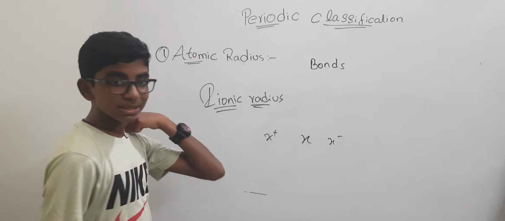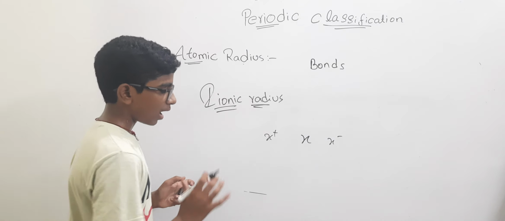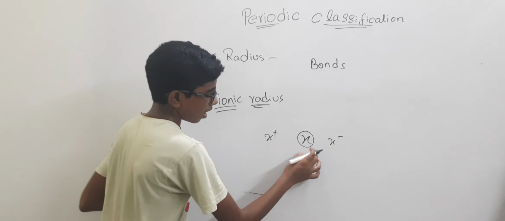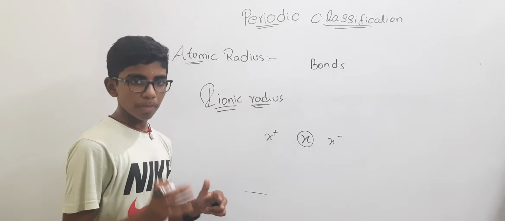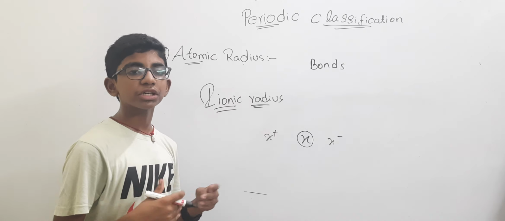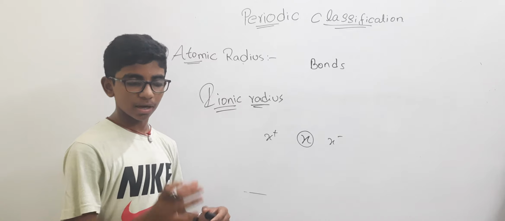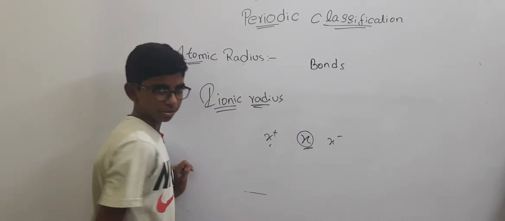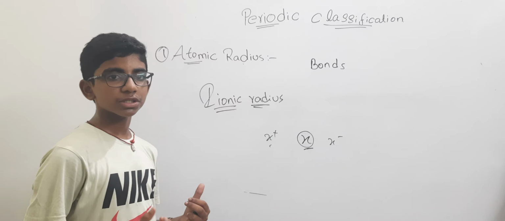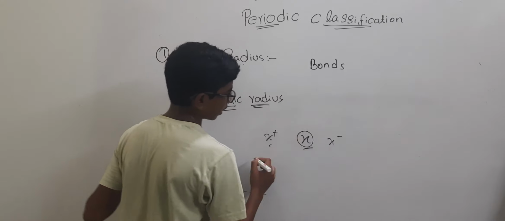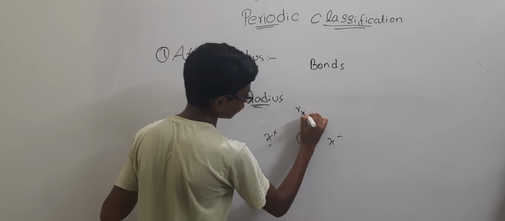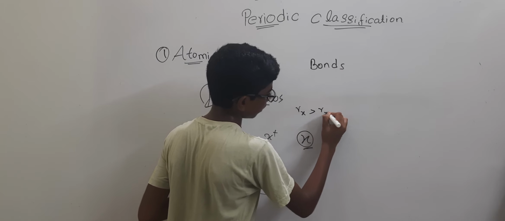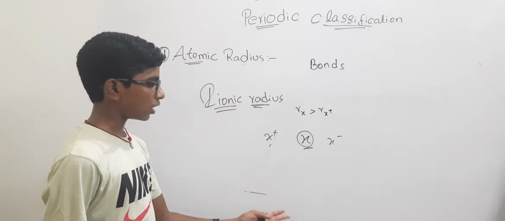In these three, which has more atomic radius? Now we discuss. The neutral atom has some number of positive charge. In the cation, one electron decreases, the positive charge is constant, so the effective nuclear charge is increasing. With fewer electrons, the attracting force is more than in the neutral atom. When there is more attracting force, the radius decreases. So the radius of the neutral atom is greater than the radius of its cation.